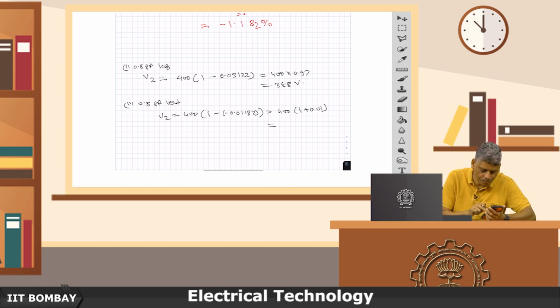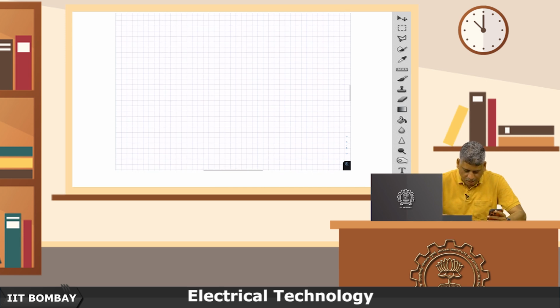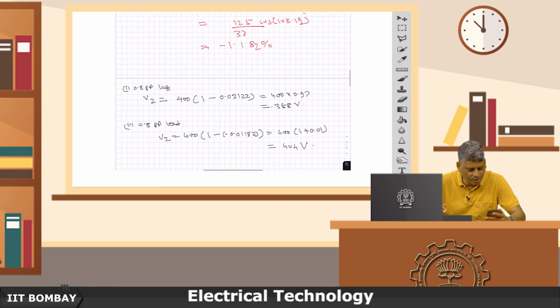Let us just check it. 1.01 into 400 is 404 volts. So, a slight increase in the voltage of the transformer is happening. That is good, that is very good.